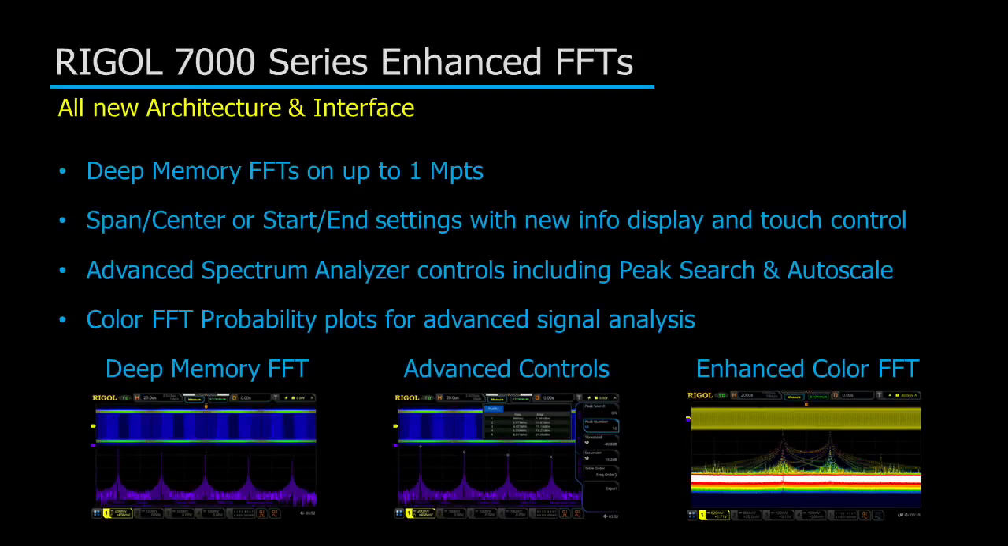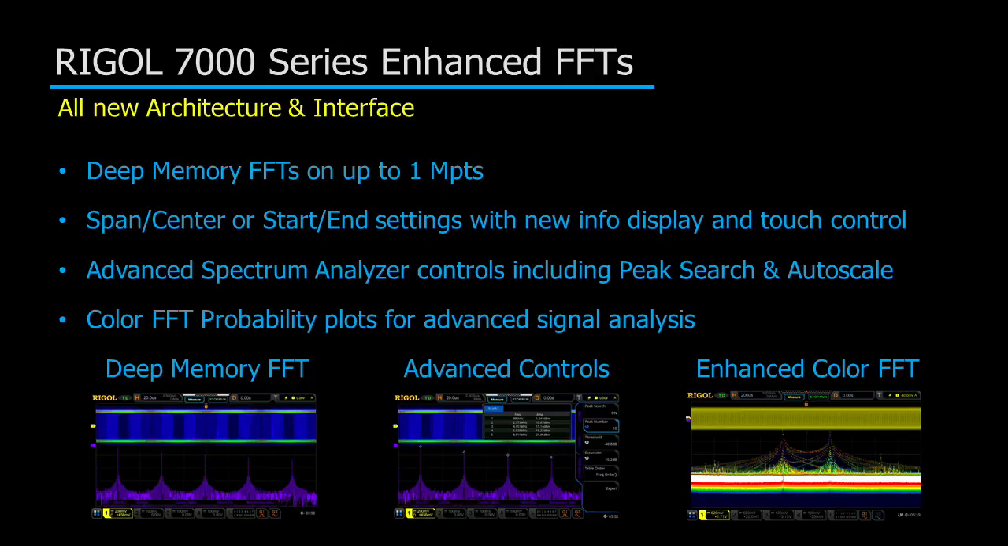Regal's 7000 series oscilloscopes enhance the way engineers analyze frequency domain information in three important ways. First, the 7000 provides FFTs that utilize the deep memory of the scope, up to 1 million points. This makes more complete and accurate frequency analysis of high-speed and RF signals.